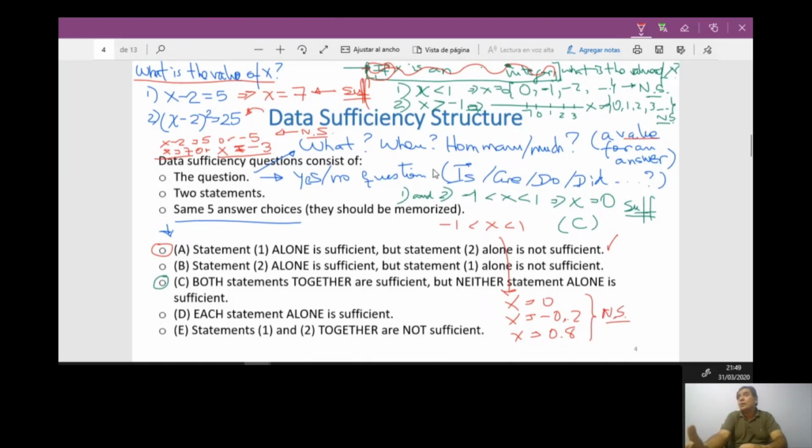In this case, together, they are not sufficient. I mean statements 2 and 1. And when this situation happens, then you mark option E. So this would happen if this question to the right didn't actually include the restriction that X is an integer. Okay, so in order to summarize the logic of this data sufficiency structure, I want to show you a diagram that reminds you of every step necessary to deal with this type of question.